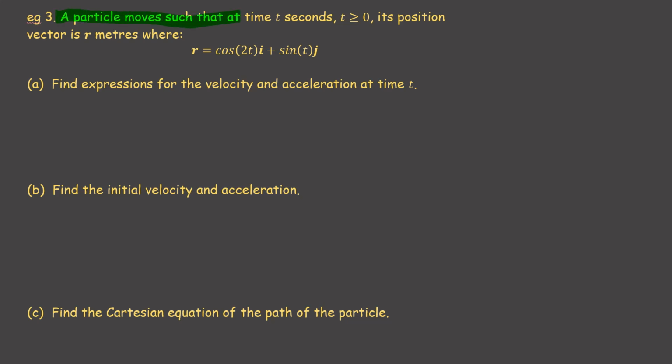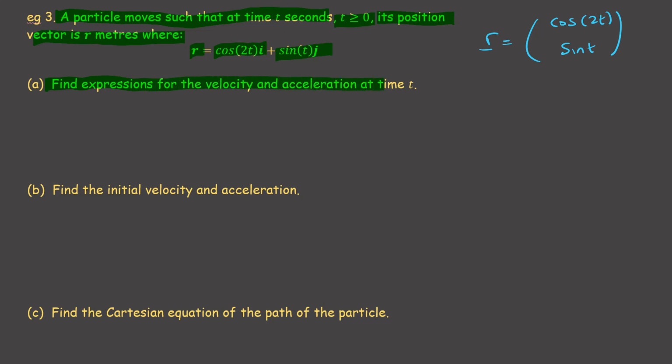A particle moves such that at time t seconds, t being greater than or equal to 0, its position vector is r meters, where r is cos 2t i plus sine t j. So that is going to be, as a column vector, cos 2t and sine t. Find expressions for the velocity and acceleration at time t.